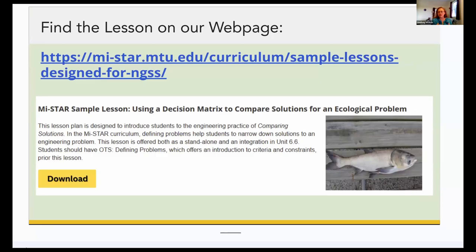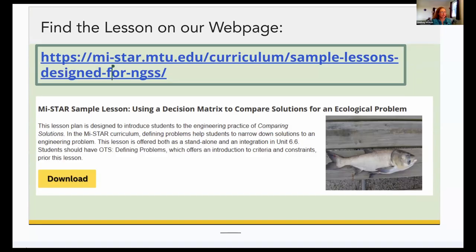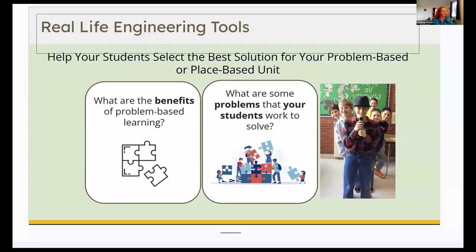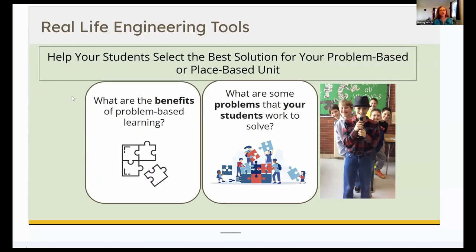And so for my STAR teachers, we have the off-the-shelf lesson using a decision matrix to compare solutions. We also have an open education resource version of that lesson that is available. So if you have friends and colleagues that maybe aren't MyStar subscribers, this is free, available for anyone on our public educators website. This is the lesson that I presented on at NSTA, and we presented it as real-life engineering tools. How can you help your students select the best solution for your problem-based or place-based unit?